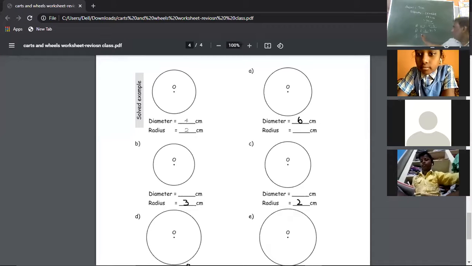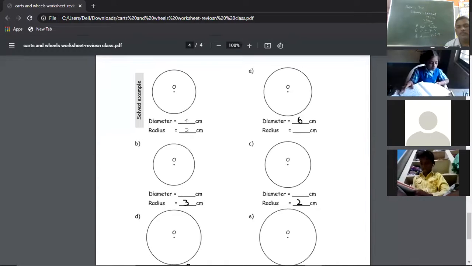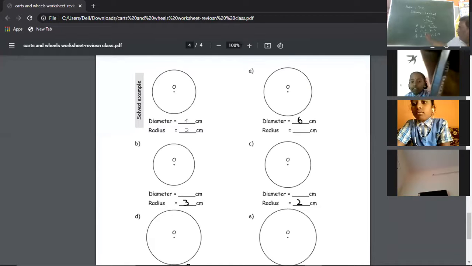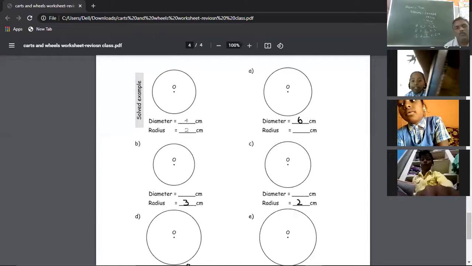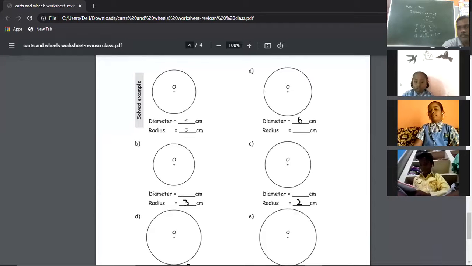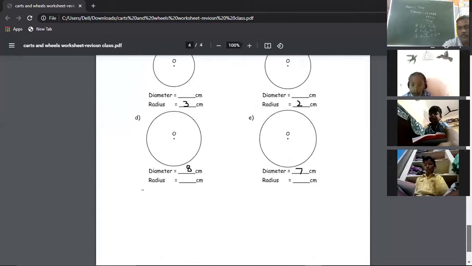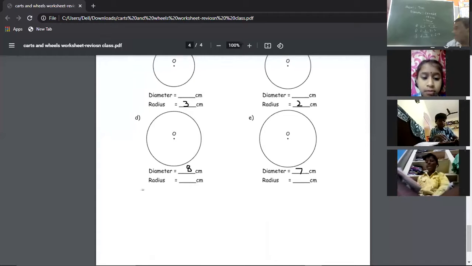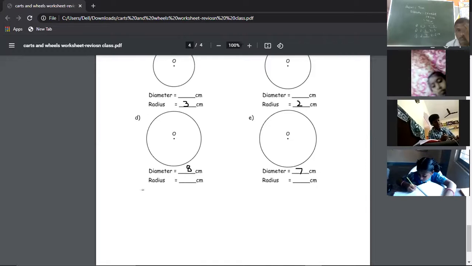Next. What is the diameter? Radius is given as 2 centimeters. Diameter is 4 centimeters. Sir, the answer is 4. 4 is the right answer. Next, the radius is 4 centimeters, sir.